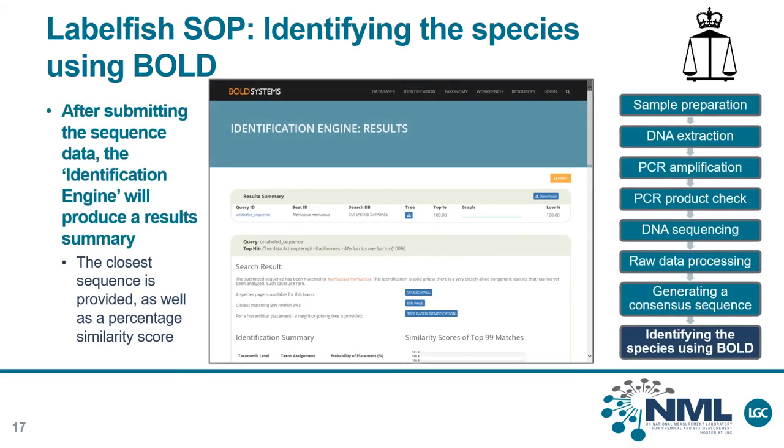Once the sequence has been submitted, the identification engine will process the barcode for a short time and then produce a result summary. The summary provides the sequence with the highest similarity provided, as well as the percentage similarity score. Additionally, there is a plain English explanation with clear wording to report the result, and a comprehensive analysis to look over if required.